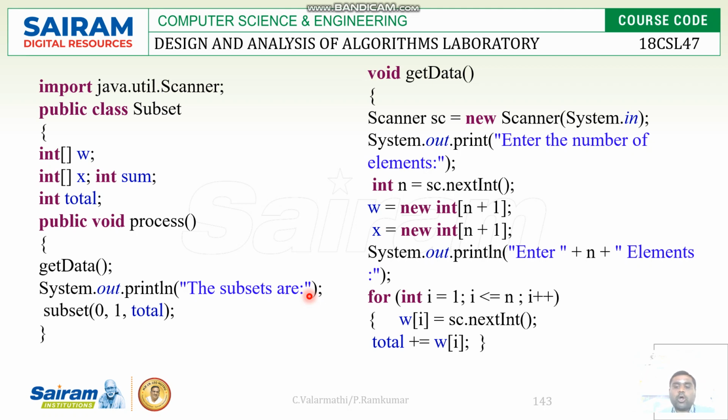Next, system.out.println, I am getting the number of elements for the set. If it is 5, then I have to get 5 elements from the user. So w of i is equal to se.nextInt. Total plus equal to total plus w of each and every element, because I am initializing the value total here.